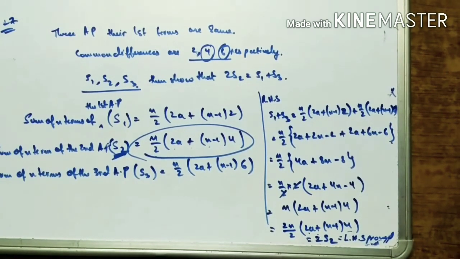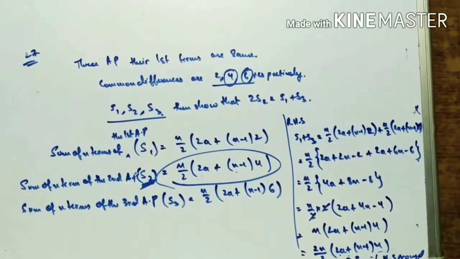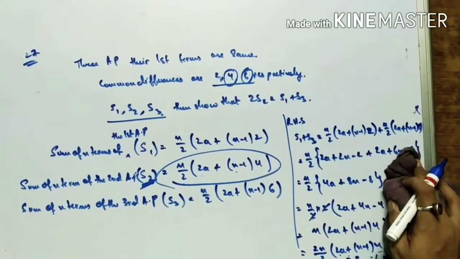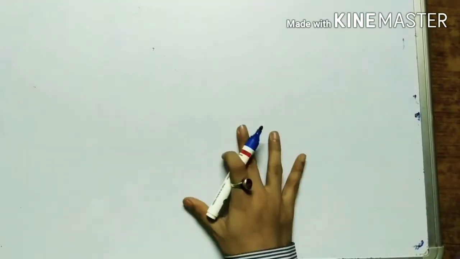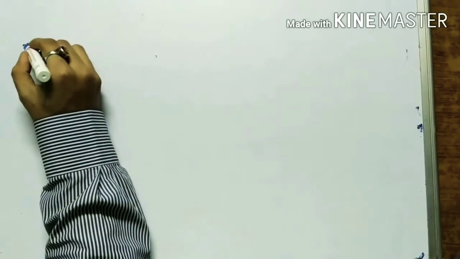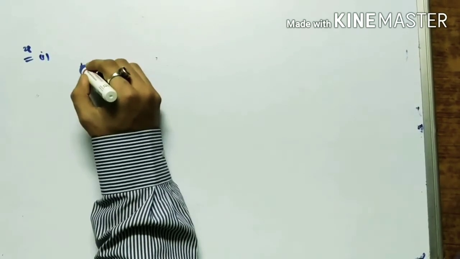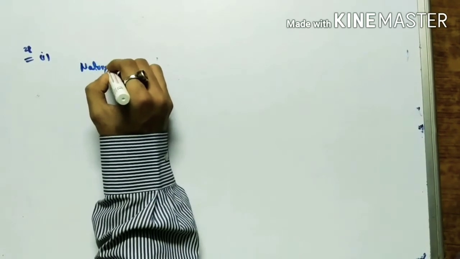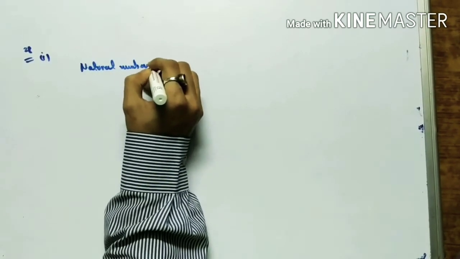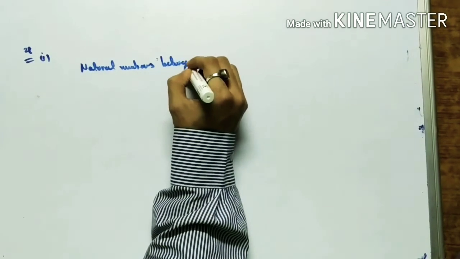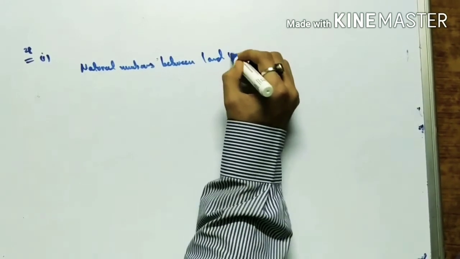Okay, so now next I will go to question number 28. Question number 28, part 1, is saying: find the sum of the natural numbers between 1 and 100.